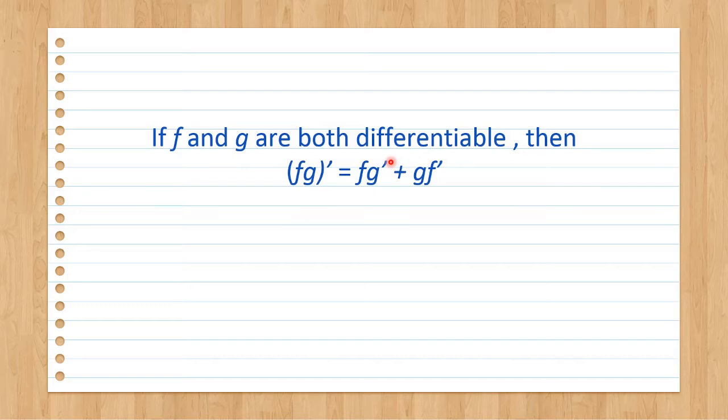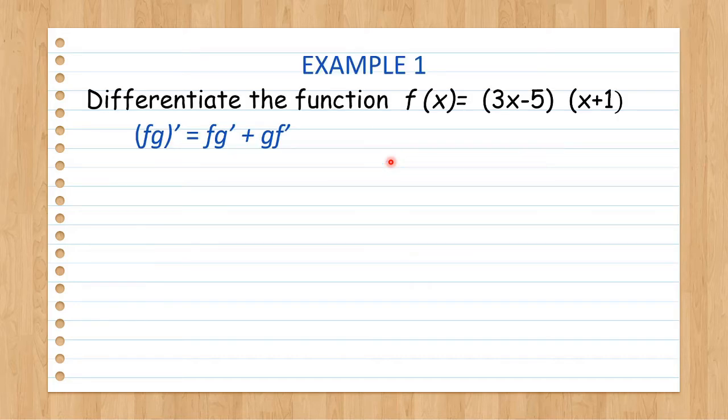So now let us try this with an example. Our question asks us to find the derivative of the function f(x) = (3x - 5)(x + 1). We can choose to multiply each term with one another, but we can instead use the product rule because it is much simpler.